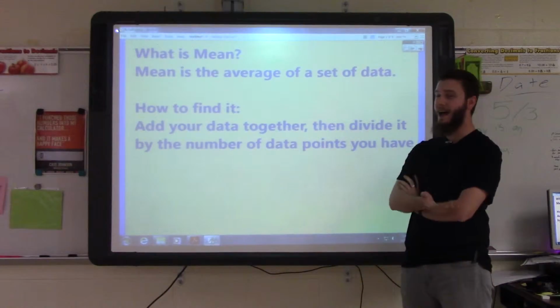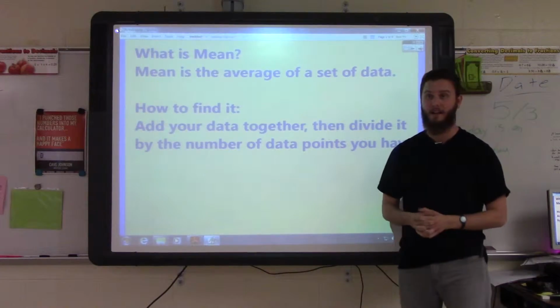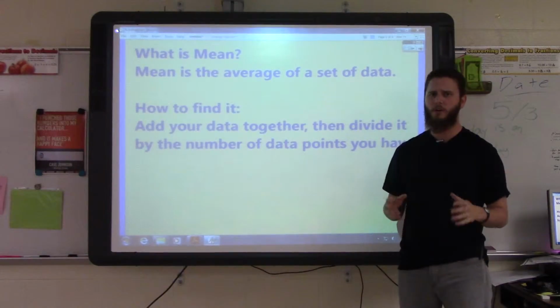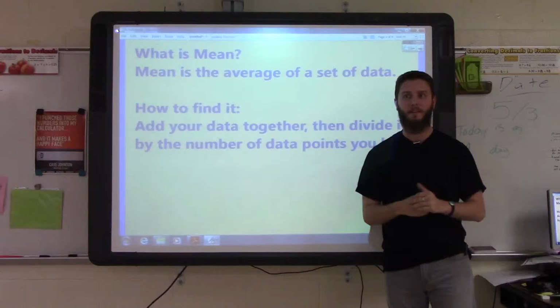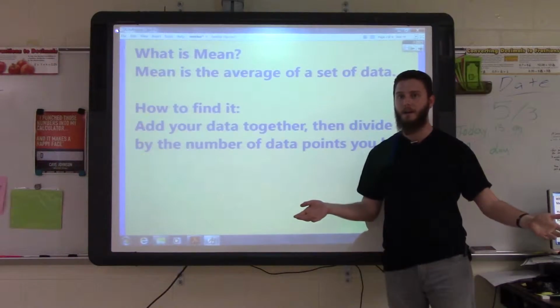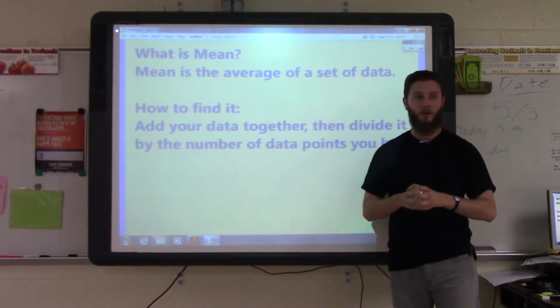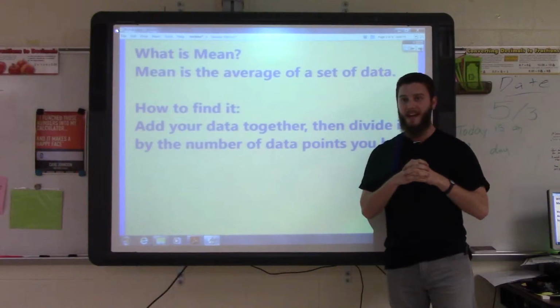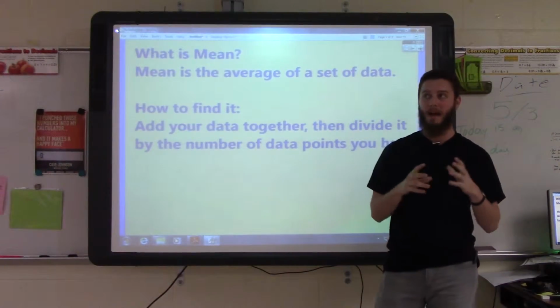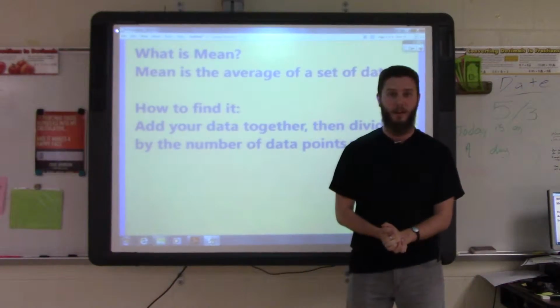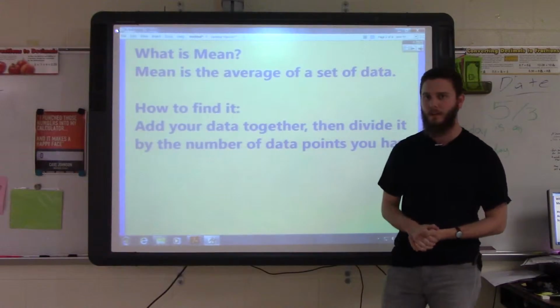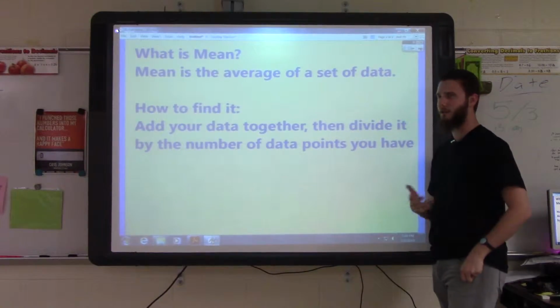Mean is just the average of any given set of data. In order to find it, you're going to have to take that big set of data of whatever numbers you have. You're going to want to add them all together, find their sum, and then you're going to divide them by however many pieces of data you had to add together. Let's take a look at what that might look like in a real problem.